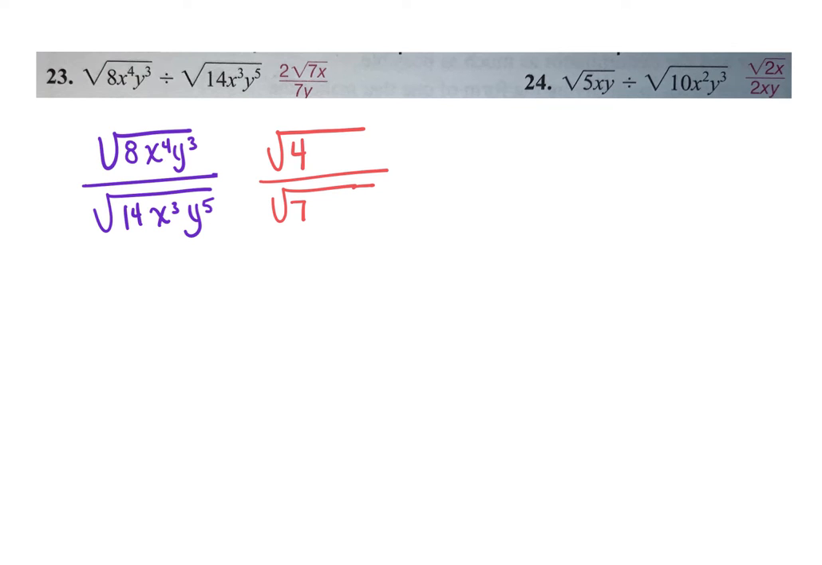So now that I have that, what about my x's? Can they reduce? So how do I reduce my variables? X to the 4th over x cubed. How do I reduce those? Remember from reducing when we had exponents, properties of exponents? Yeah, you subtract, right? When you're dividing, you subtract. When you're multiplying, you add. When you're dividing, you subtract.